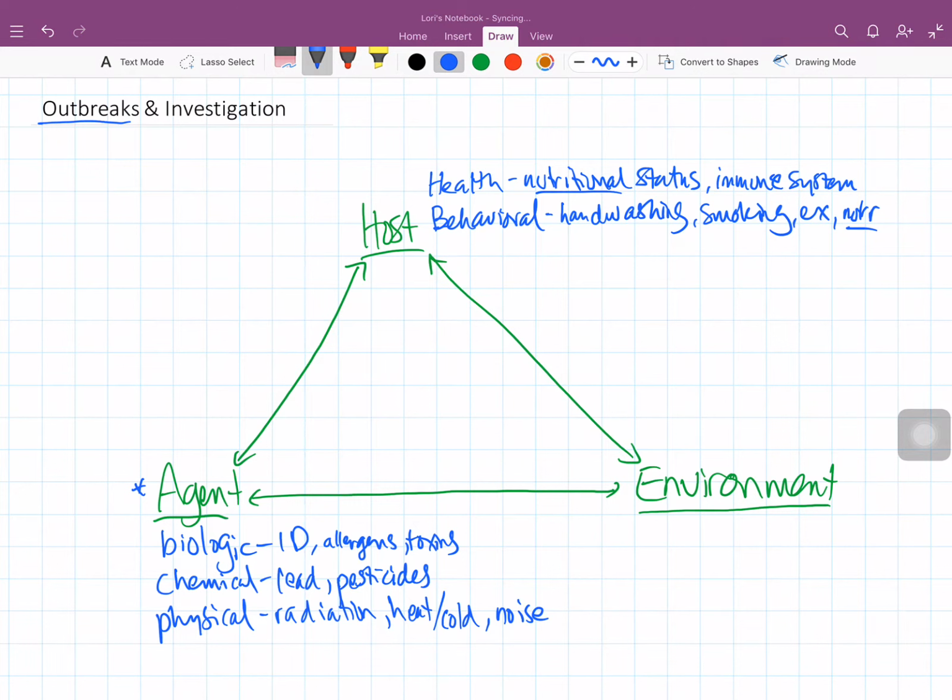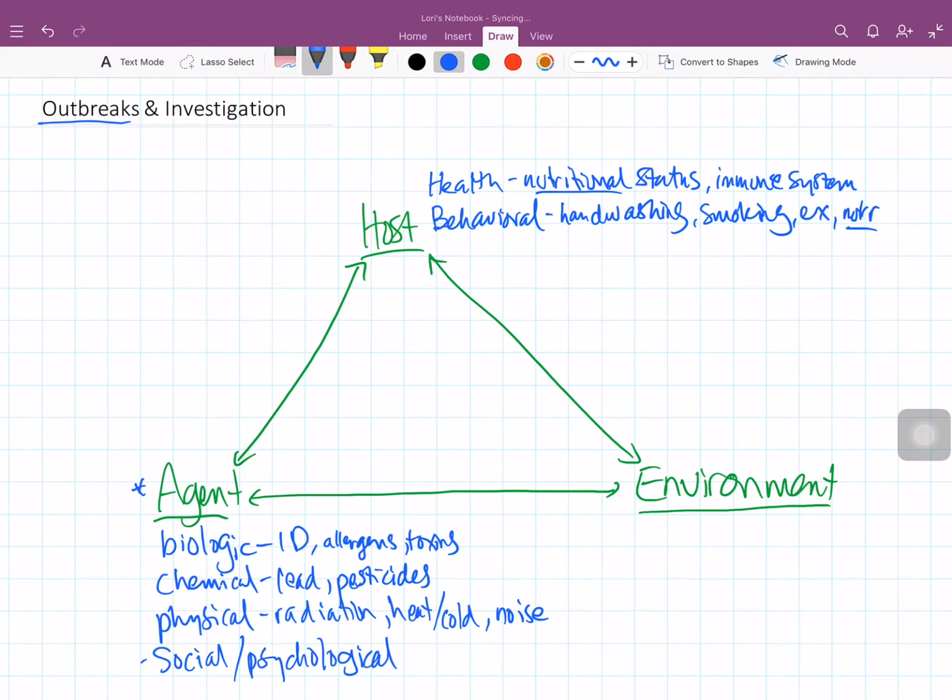And then the other thing that's really important to think about, the agent itself could be a social or a psychological stressor. And we'll talk more about that when we get to the environment, because a lot of times those social and psychological stressors come from environmental causes, but the agent itself can be the social or psychological stressor.